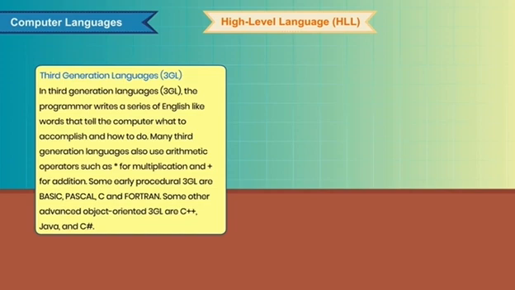Third-generation languages, 3GL. In third-generation languages, the programmer writes a series of English-like words that tell the computer what to accomplish and how to do it. Many third-generation languages also use arithmetic operators such as asterisk for multiplication and plus for addition. Some early procedural 3GLs are BASIC, Pascal, C, and Fortran. Some other advanced object-oriented 3GLs are C++, Java, and C#.